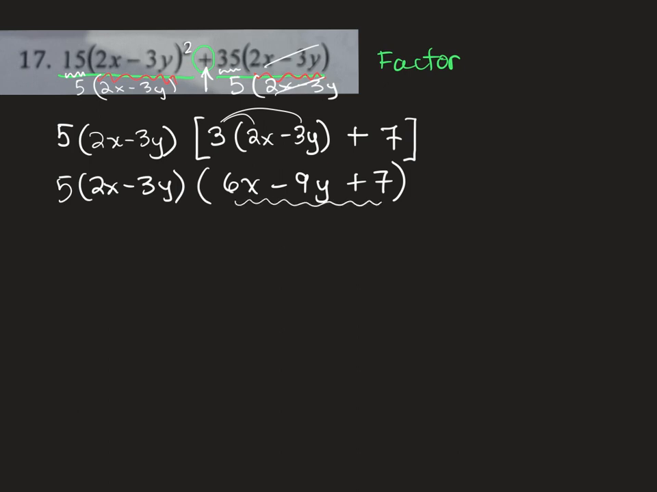Let's look at this inside those brackets. There's no greatest common factor. 6 and 9 have a common factor, but not 7. There's no like terms to add or subtract, so I think that's it. That would be your final answer.